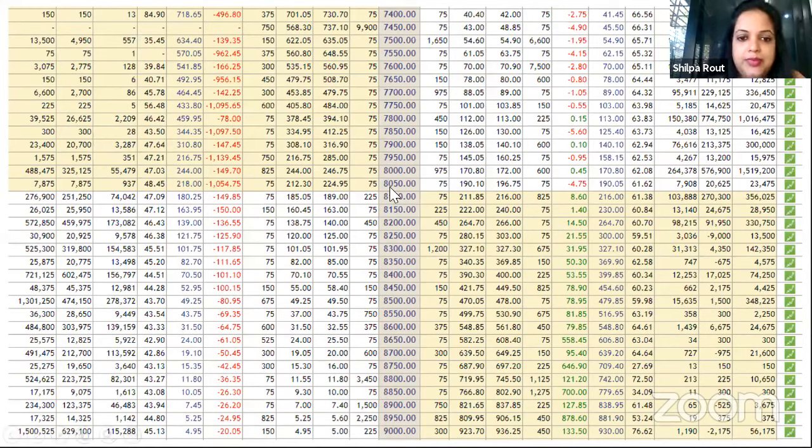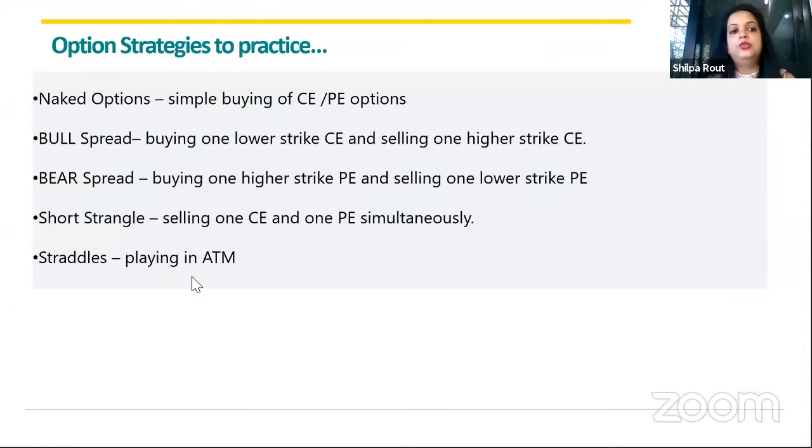What we'll do is we'll buy the 8,100 strike at, let's say, 180. And since the premium is very high, to make our investment less, we can sell one 8,400 call option. So we'll get a premium of 70 rupees. So our 180 goes down by 70, and we end up investing only 110 instead of 180. So this is known as a bull spread strategy.